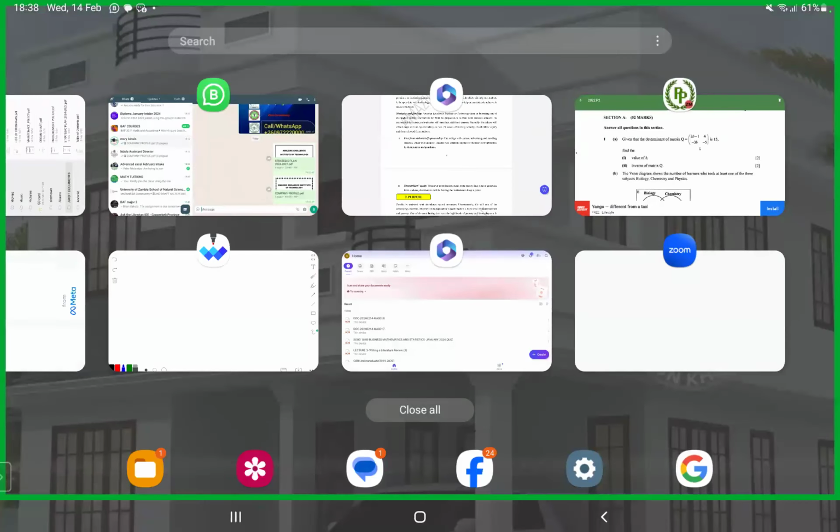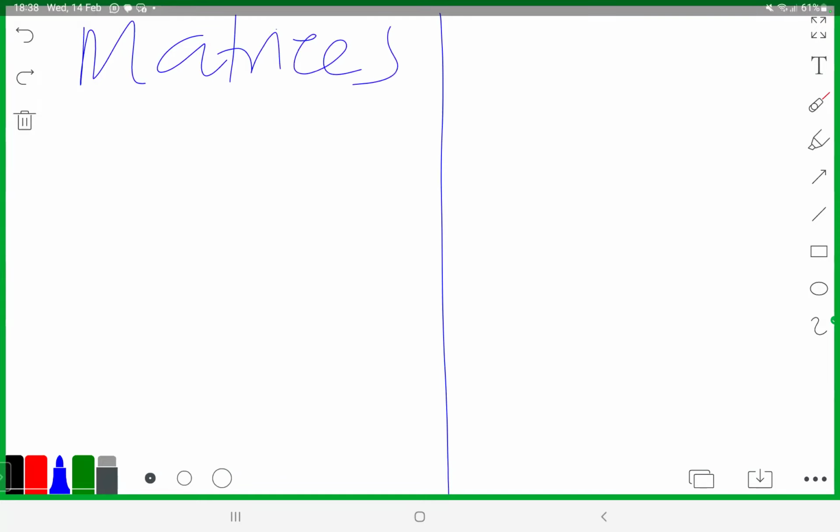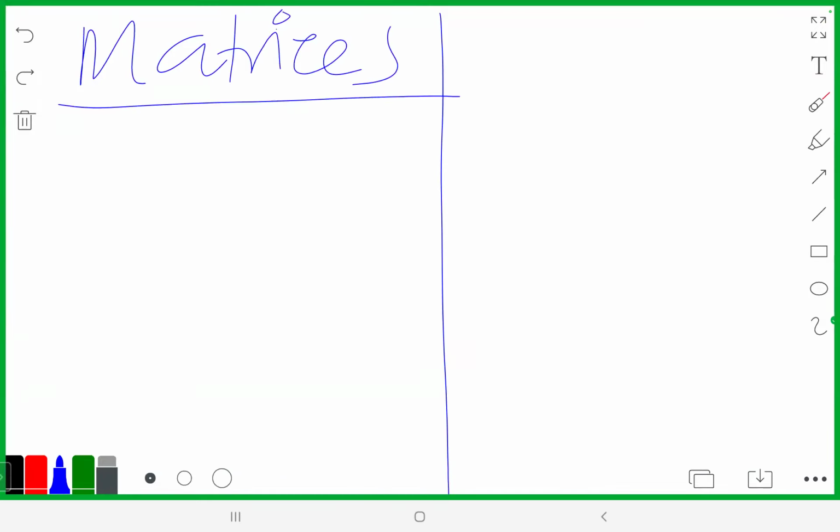Let's start very simple. You always have to start easy. Are you able to see the board that I am having? Okay, I am writing down.